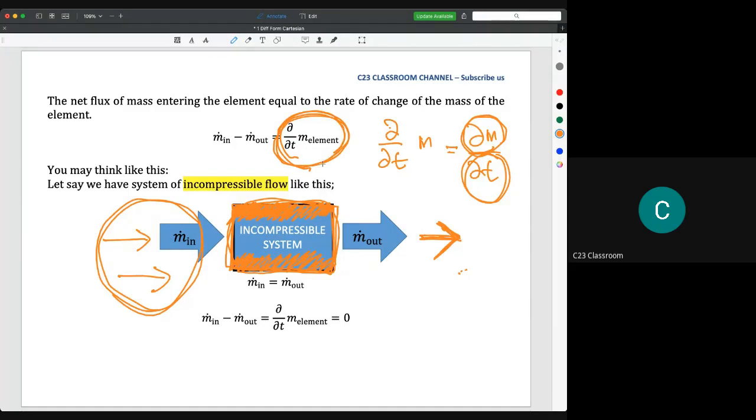Oleh itu, kita boleh tulis sebagai m dot in equal to m dot out. So, inilah yang kita belajar di dalam fluid mechanics 1. So, kita akan mengambil idea bahawa mass flow rate at inlet must be equal to mass flow rate at outlet. So, this is the very basic idea. And we try to expand this idea into differential form.